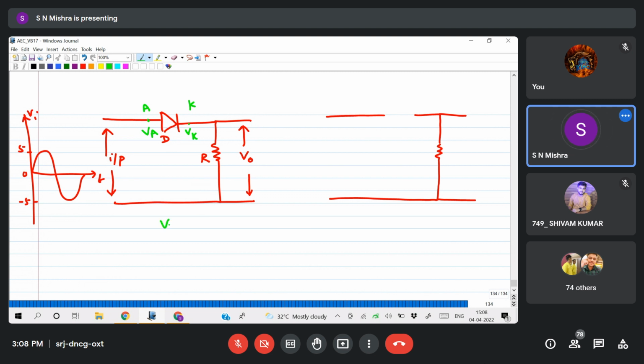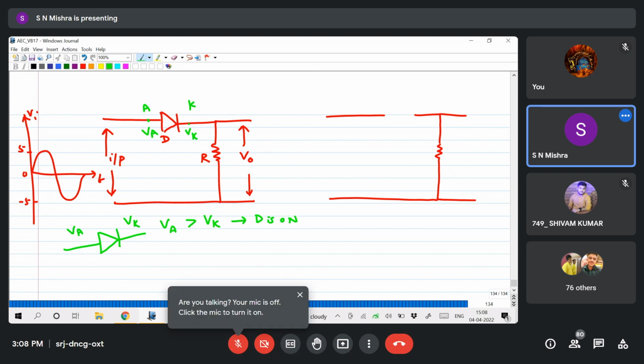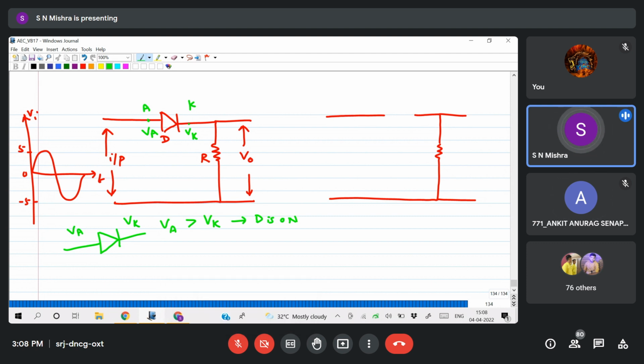What I know is, if I take a diode like this, the anode potential must be greater than the cathode potential, then D is on. Yes or no? Yes, sir. The P side is positive and at a higher voltage than the cathode, so the diode will be on.